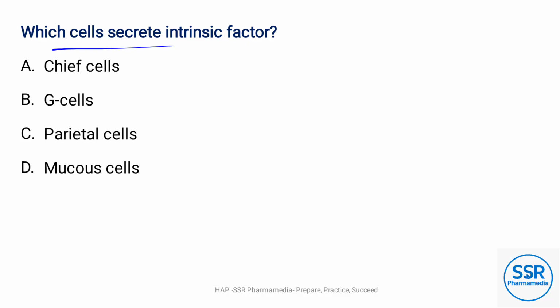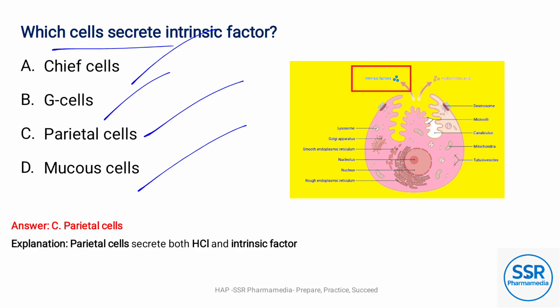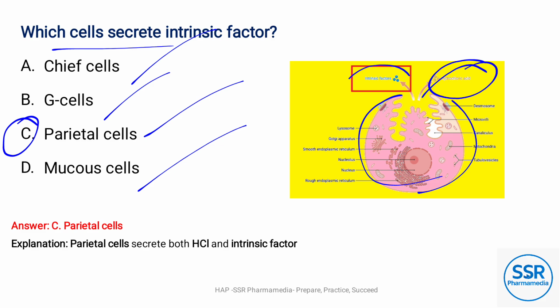Which cell secretes intrinsic factor? Option A, chief cells. Option B, G cells. Option C, parietal cells. Option D, mucous cells. Option C is the answer. Parietal cells secrete both HCl and intrinsic factor. This is the structure of the parietal cell, which secretes hydrochloric acid and intrinsic factor.